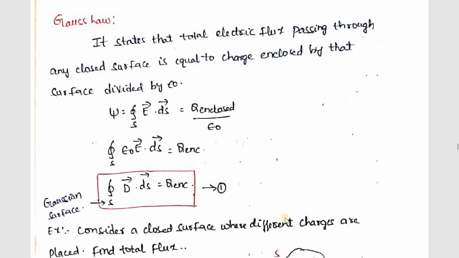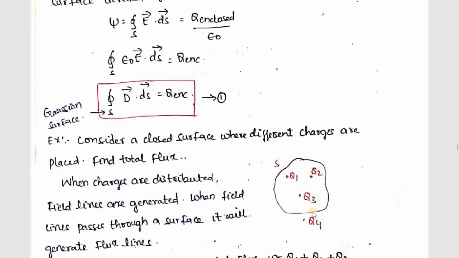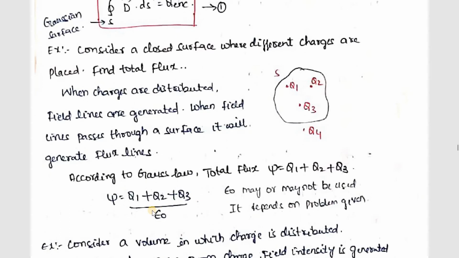Now let me consider one example, where we have a closed surface in which different charges are distributed. Now we have to find the total flux. According to Gauss law, the total flux passing through any closed surface is equal to the charge enclosed by that surface. The charge enclosed by this surface is only three, that is Q1, Q2 and Q3. So phi is equal to Q1 plus Q2 plus Q3, the total charge enclosed by this surface, divided by epsilon naught.